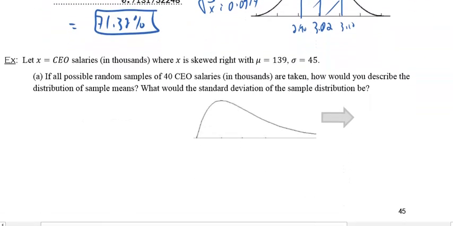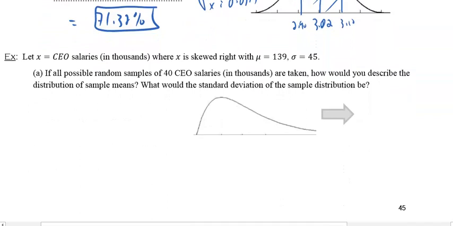All right, how about here? Let X equal CEO salaries in thousands, where X is skewed to the right. Obviously, CEOs make a lot more than the average people, with a mean of 139,000 and a standard deviation of 45,000. If all possible random samples of 40 CEO salaries in thousands are taken, how would you describe the distribution of the sample means? What would the standard deviation be?